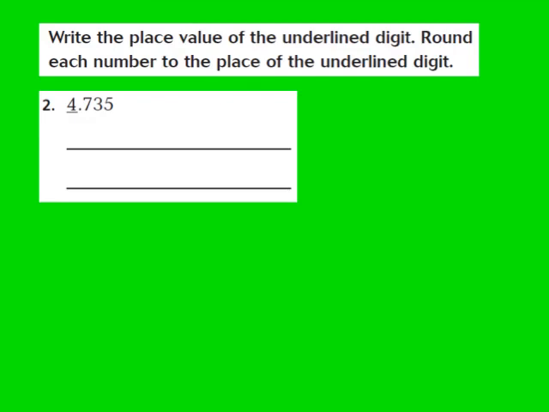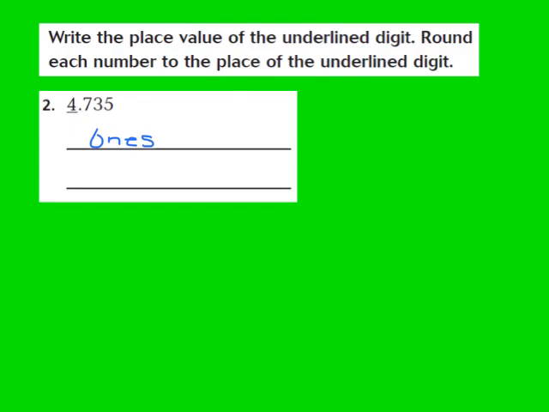And for question 2, the decimal number given is 4 and 735 thousandths. Now, the first part of my directions says to write the place value of the underlined digit. So I know first of all that my 4 is the underlined digit. And based on my knowledge of place value, I know that that 4 sitting in front of the decimal is in the ones place. So I'm going to first of all write down that my 4 is in the ones place, because the directions say to write the place value of the underlined digit. So we've taken care of step number 1.